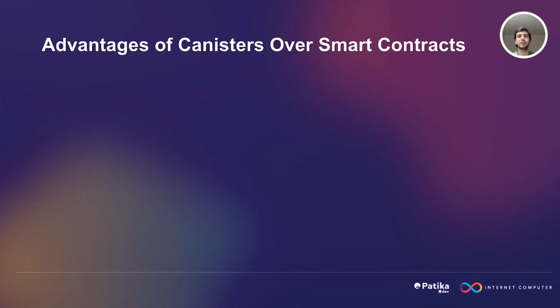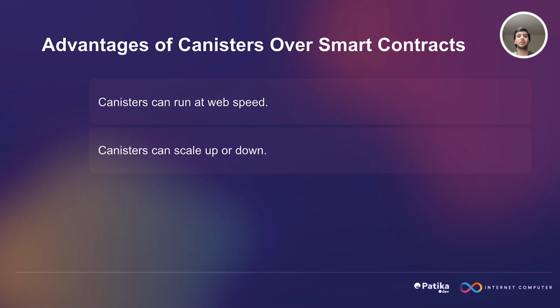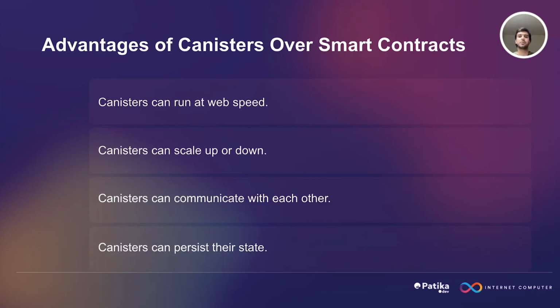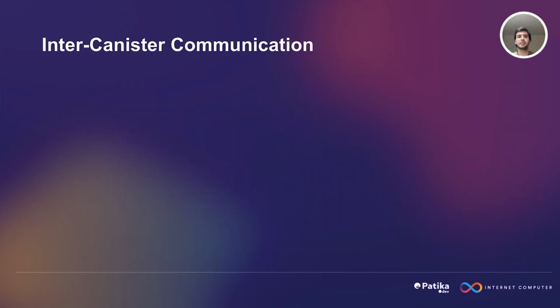Now, let's look at the advantages of canisters over smart contracts. Canisters can run at web speed, meaning they can produce blocks and finalize transactions in milliseconds and without compromising security or decentralization. Canisters can scale up or down depending on the demand, meaning they can adjust their resource consumption and performance dynamically. Canisters can communicate with each other and with other blockchains through message passing, meaning they can interoperate seamlessly and efficiently. Canisters can persist their state across upgrades and reboots, meaning they can maintain their data and functionality without interruption.